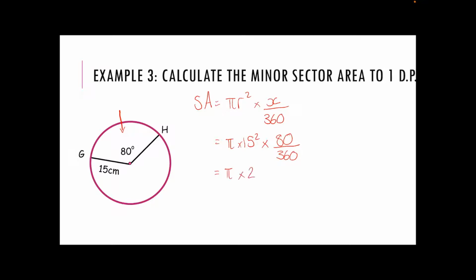15 squared is 225, still multiplying by that fraction at the end. And that's going to give us 157.079. It was to 1 decimal place, so that's going to be 157.1 centimetres squared for our final answer there.